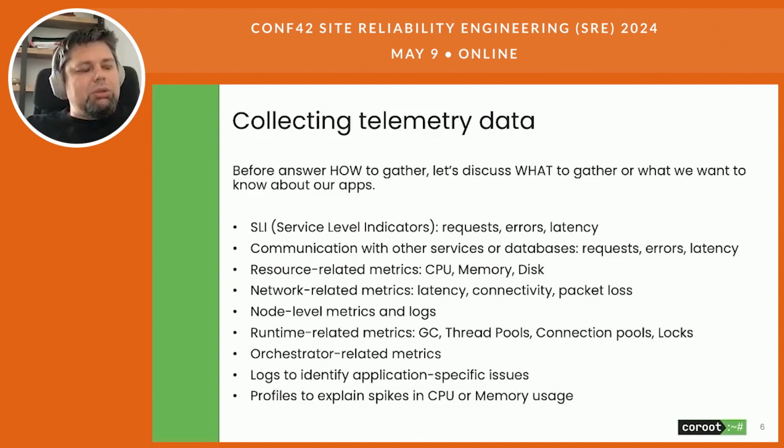Let's talk about what exactly we want to know about each application in our system. First of all, we need to understand how the particular application performs right now. These are called SLIs, service level indicators. Usually it means we want to know how many requests the system is processing right now, the success rate or error rate, and the latency of each request, or it can be a histogram or something like that. Any aggregation of latency will work.